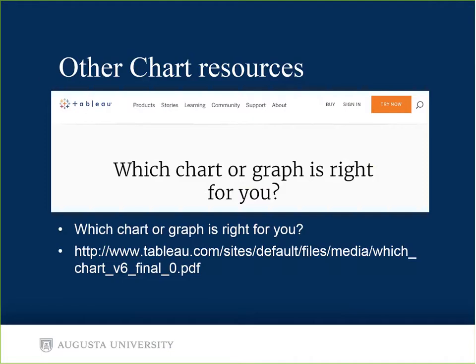If you're interested in reading more about charts and what chart is the right choice for what you're trying to do, Tableau has a document online on their website called What Chart or Graph is Right for You. It goes through a number of commonly used charts and talks about what they're good to use for, and in what cases they're the best choice or a good choice for you.